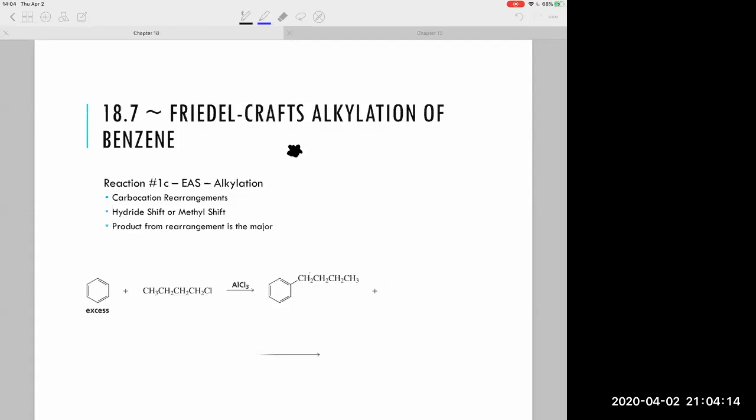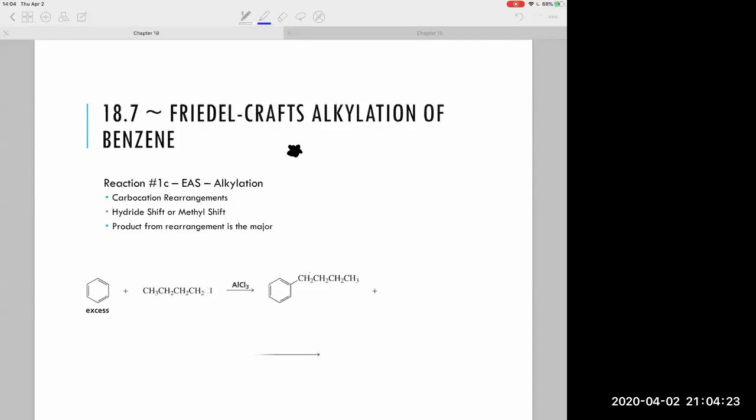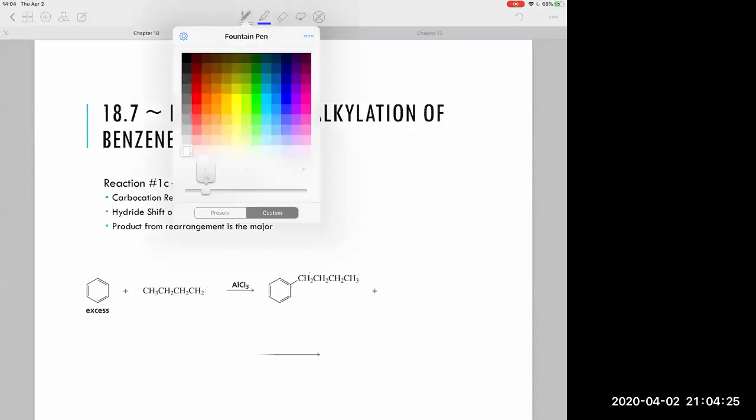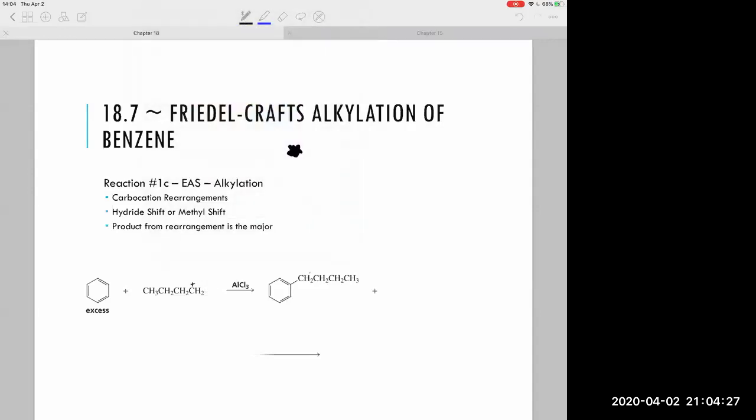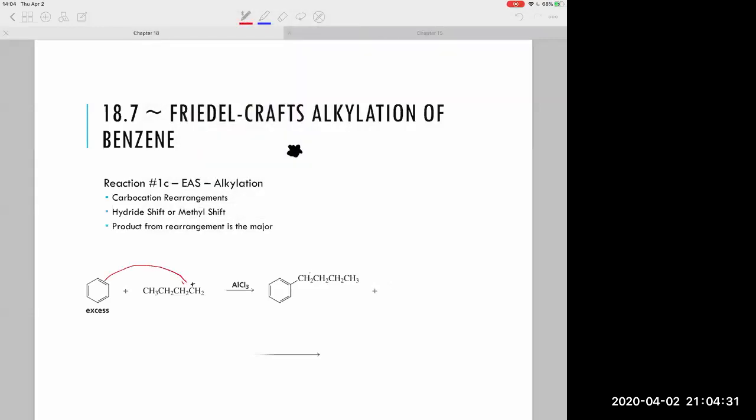Okay, right, so the whole idea is that we're alkylating this benzene ring. So what we're going to do is remove this chlorine with the aluminum chloride, and that will form a positive charge there. And then our benzene comes and attacks that carbocation. All right, so that's how we get our product here, okay? But there's also a second product in this reaction. Does anybody have a guess as to what that is?